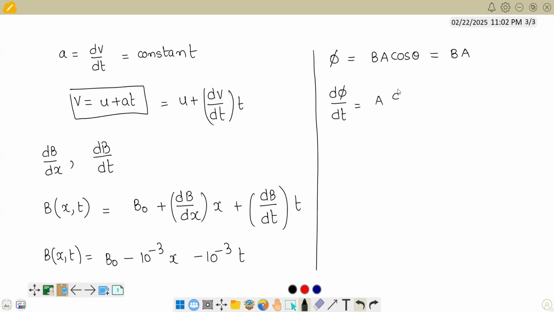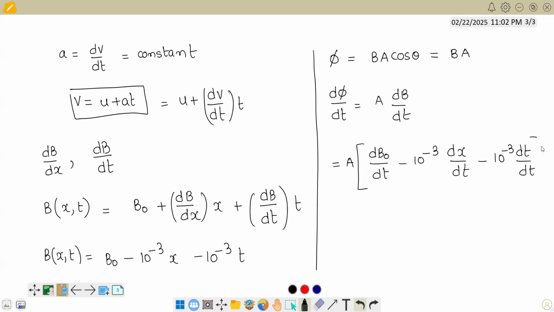So A into dB by dt, the rate of change of flux. Let me substitute here. When I do dB by dt, dB naught by dt minus 10 power minus 3 would be outside, dx by dt, again minus 10 power minus 3 outside, dt by dt. So we simply get d phi by dt equals A into, B naught is a constant so it becomes 0, and dx by dt, which is nothing but velocity.